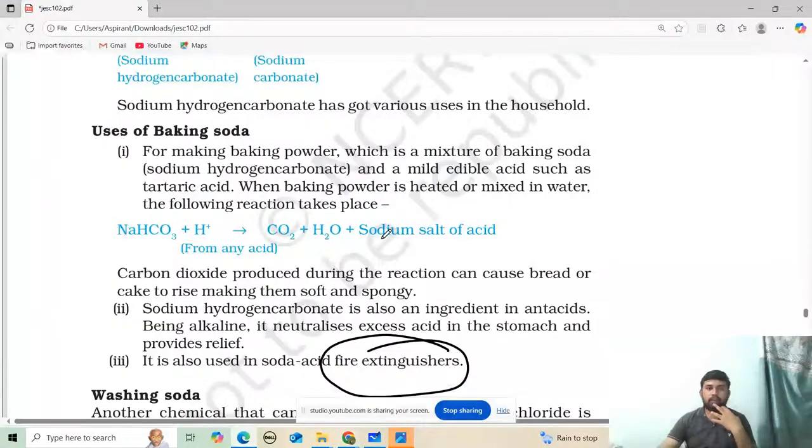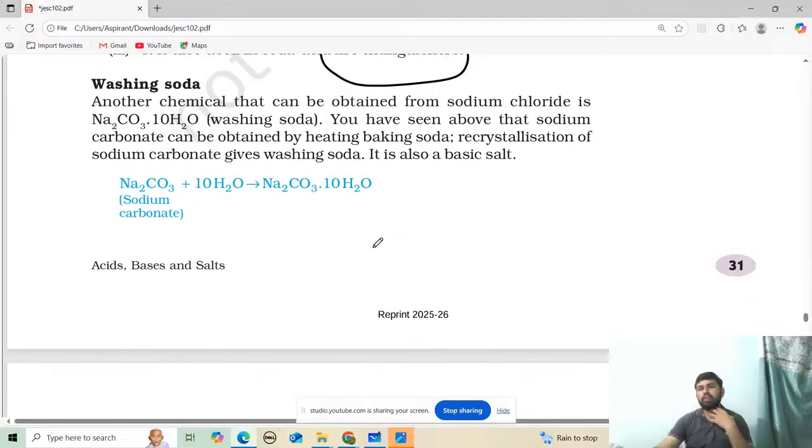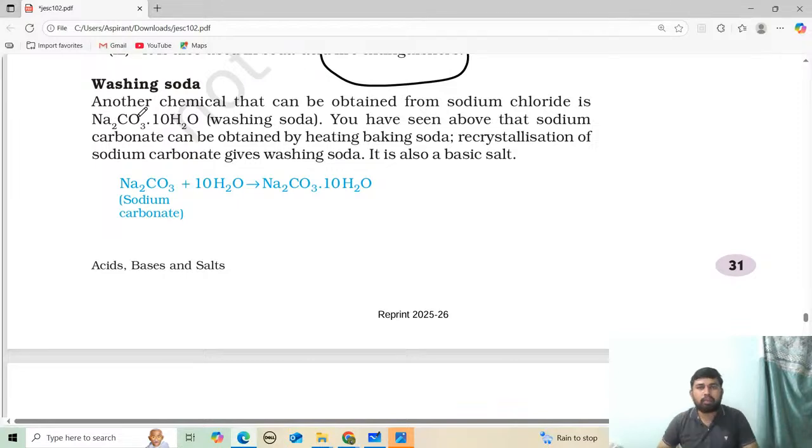Now come to the next concept. What is the next concept they have given here? You can see they have given washing soda. Now how is washing soda prepared? Let me read out: another chemical that can be obtained from sodium chloride is sodium carbonate, washing soda. Sodium carbonate can be obtained by heating baking soda. Recrystallization of sodium carbonate gives washing soda. It is also a basic salt.